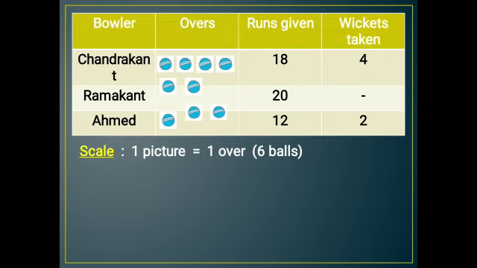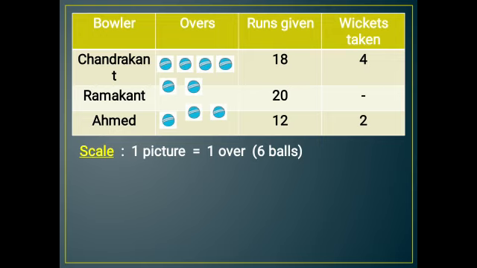Understood? So there are four. Chandrakant got 4 overs and he has given how many runs? In 4 overs, 18 runs. And how many wickets has he taken? He has taken 4 wickets. Then Ramakant got 2 overs. Understood? And how many runs has he given? He has given 20 runs to the batsman. And wickets, he has not taken any wicket.